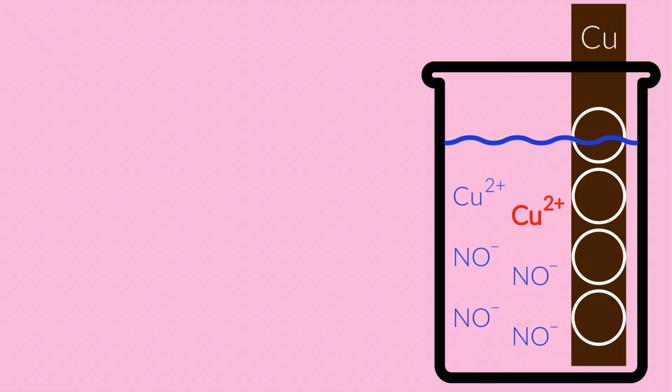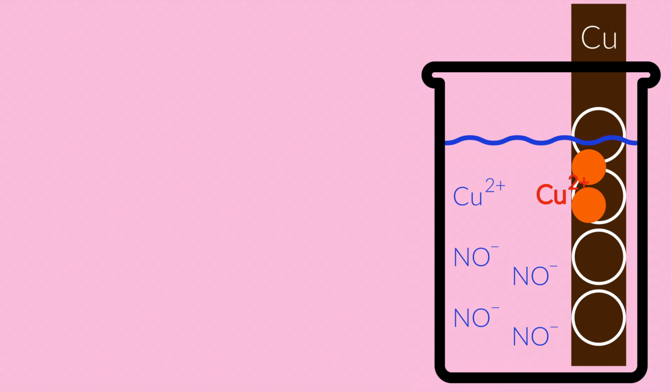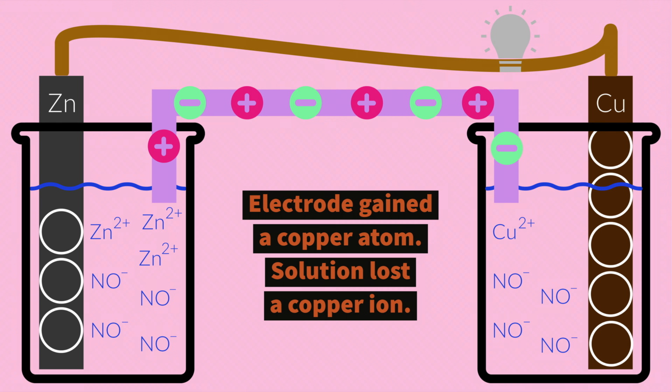These copper ions are positively charged, so they are attracted to the negatively charged electrons. The copper ion moves closer to the electrode and comes in contact with the incoming electrons. The copper ion is reduced at this electrode, meaning it combines with the 2 electrons and forms a neutral copper atom. The electrode gains a copper atom, while the solution loses a copper ion.